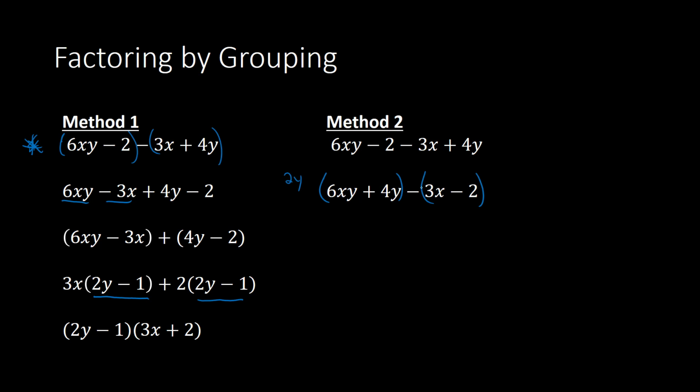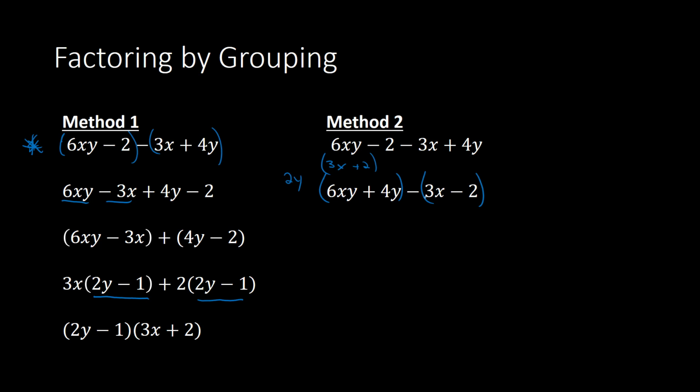Okay? And then in parentheses over there, we're left with 3x, and then plus 2 in parentheses. Because 2y times 3x gives you 6xy, and 2y times 2 gives me a 4y back out. So that's going to be the first part, and I'll show that in a second.